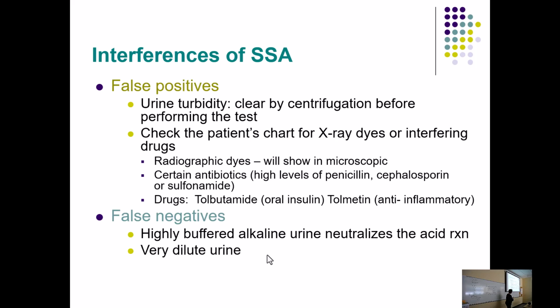False negatives, highly buffered alkaline urine is going to neutralize the acid. Wait a minute. A highly buffered urine is going to cause a false positive dipstick protein. And now it's going to cause a false negative SSA. So you just have to keep that in mind when you're doing it. Like, oh, wait, what's going on here? The other false negative is the urine is super dilute. There may not be enough to actually catch, because you know you need a decent amount to actually see it when you're looking at the precipitant.